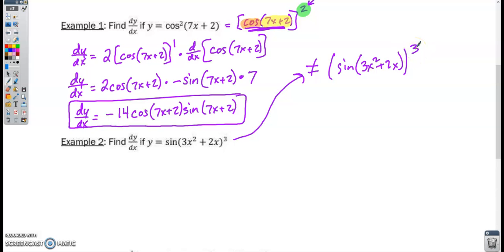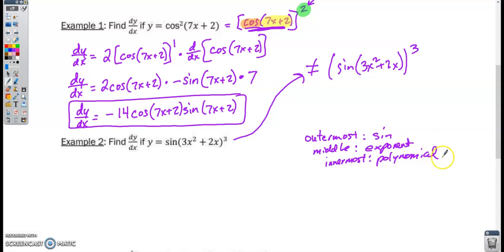So we've got three functions here. We've got the outermost, which is the sine function. We've got the middle, which is the exponent. And we've got the innermost, which is the polynomial. So we're going to work on the outside and work our way in.